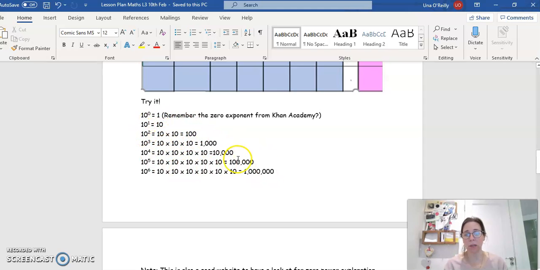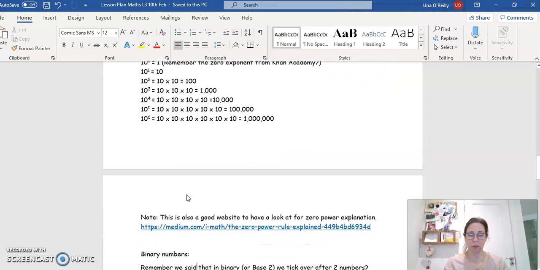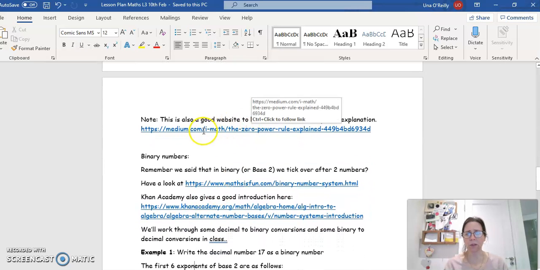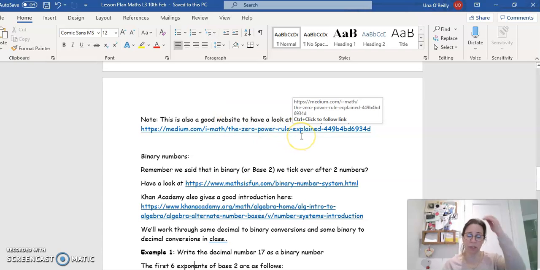So this is just a written form of what I've just said a minute ago, and you can reference that if you want to go back and remind yourself. This is also a good website to explain the 0 power theory if you want to have a look at it, but don't worry about it. I just found it the other day and thought it was good, so I said I'd make a note of it.